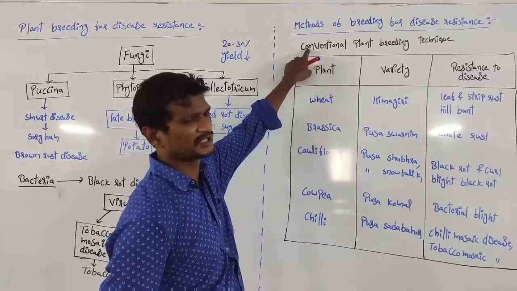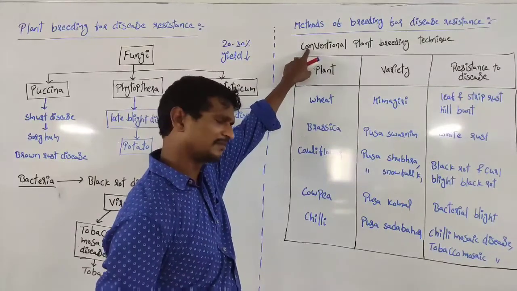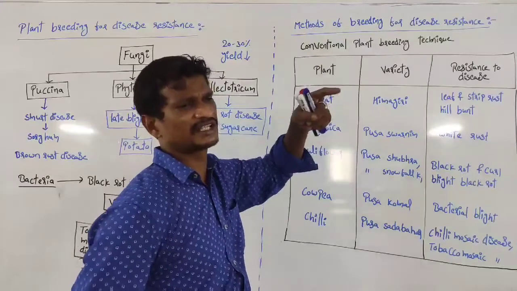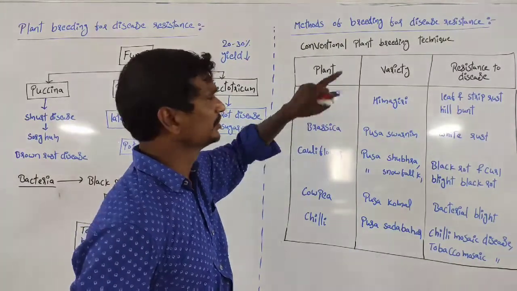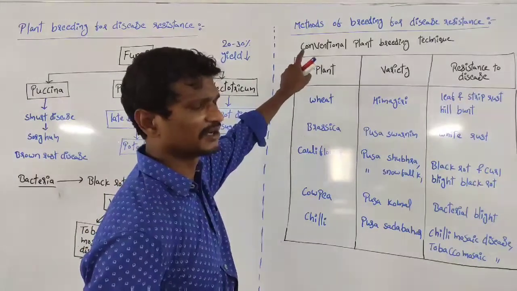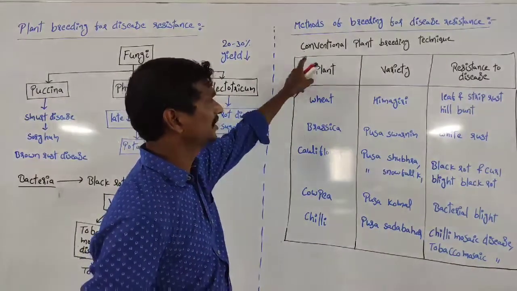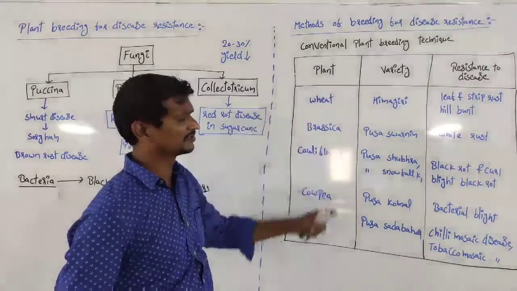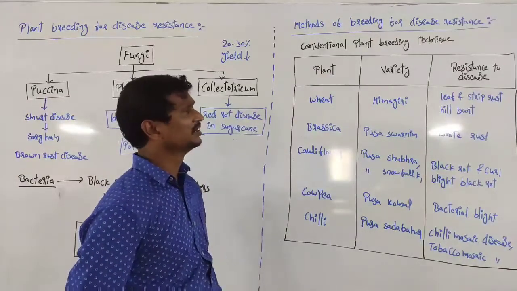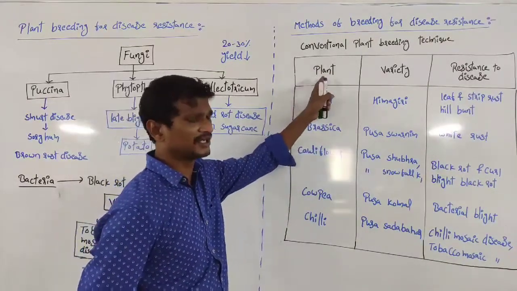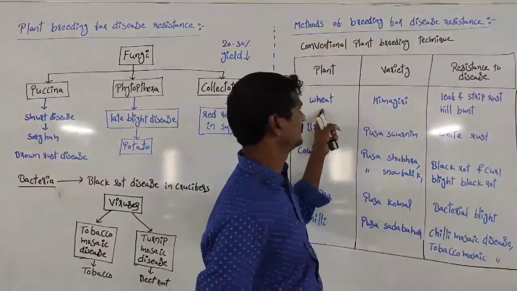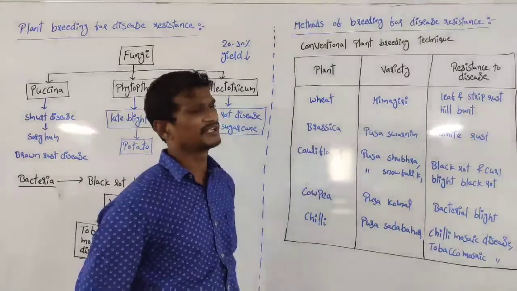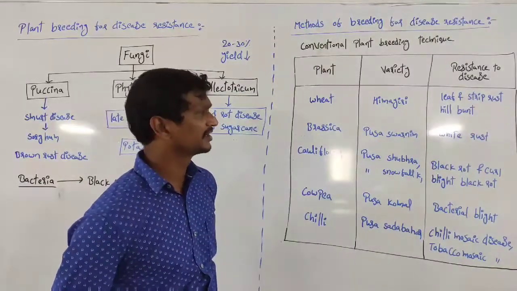The process is done by the conventional plant breeding technique. We know there is a classical plant breeding technique and a conventional plant breeding technique. So this is a very basic level of plant breeding, right? And by this conventional plant breeding technique, some plants are produced here. The very first one is wheat, and next is the variety resistant to disease. See here, the variety name is Himagiri.